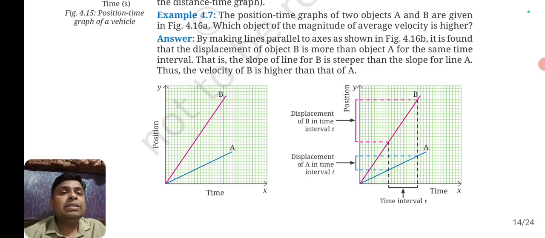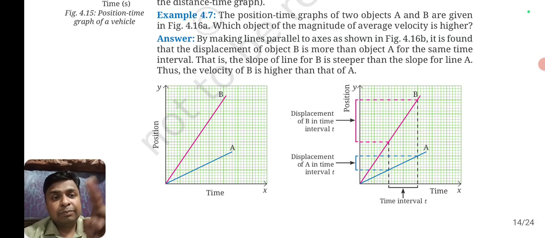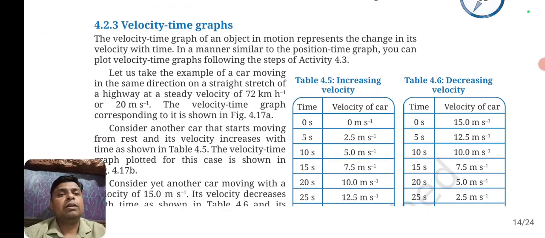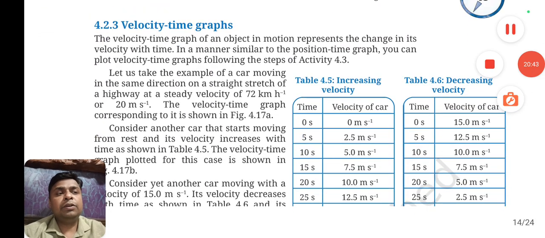So by making lines, we understand that the displacement of B is more than that of A. Look at this displacement of B, in red color, that is more. Time is increasing equally, but the position of B has increased a lot. That means it is in motion and faster, changing its position with respect to time. Okay, we'll continue in the next period.